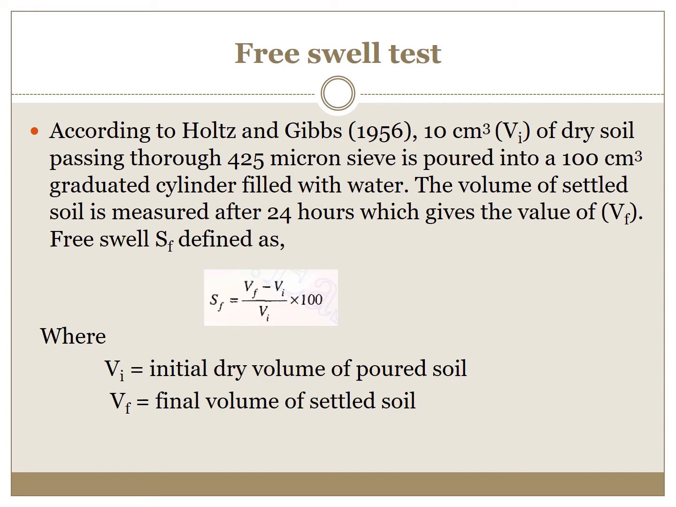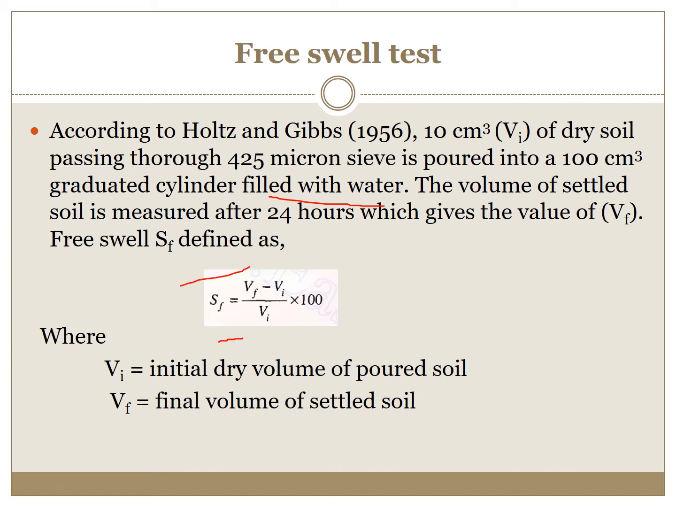In the free swell test, first we have to take the soil sample, and then that soil sample is passed through a 425 micron sieve, and then that sample is poured into a 100 cubic centimeter graduated cylinder filled with water. The volume of settled soil is measured after 24 hours, and which gives the value of free swell of the soil sample.